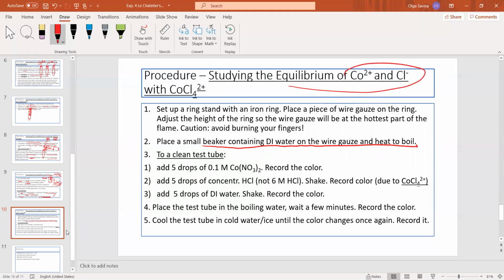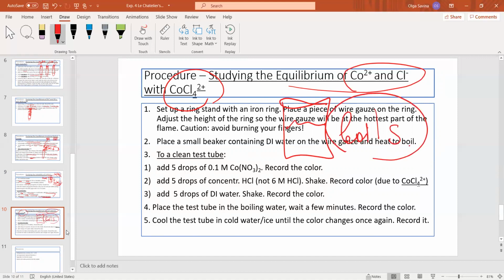In the next experiment, we have to study the reaction between cobalt and chloride ion with the formation of CoCl4 2- ion. We have to heat water until it boils. We have to prepare this beaker.